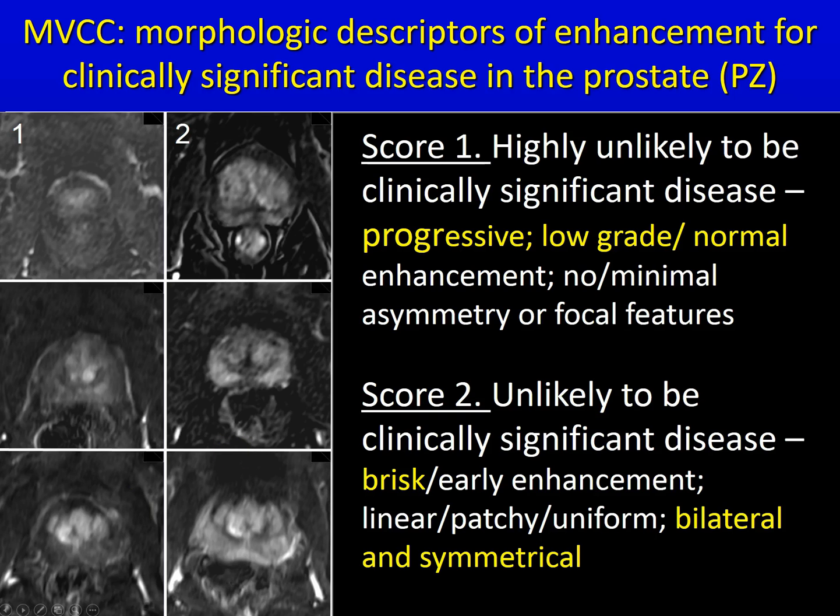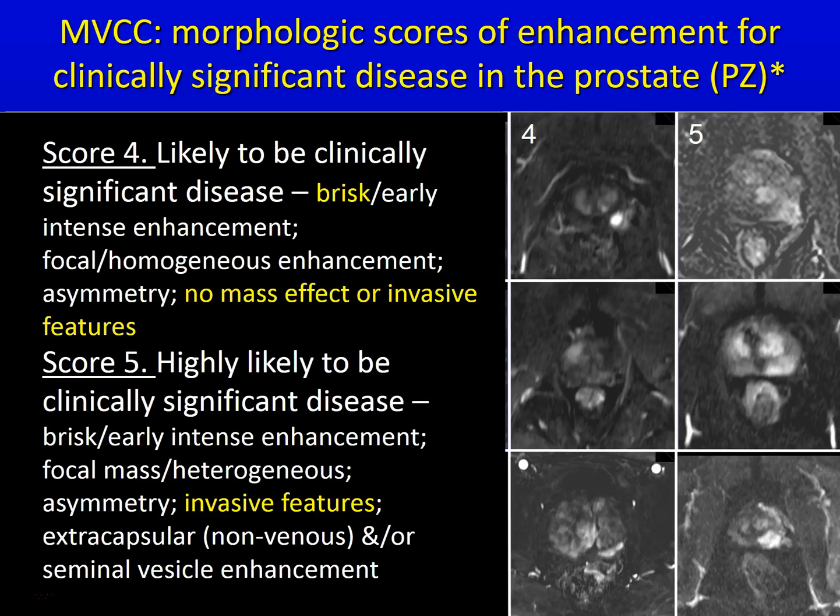This would be classified as a score 2, and we can see that there is brisk but early enhancement, but this is either linear, patchy, bilateral, and symmetric. So those are the kind of descriptors one would use to assign a lower probability of cancer.